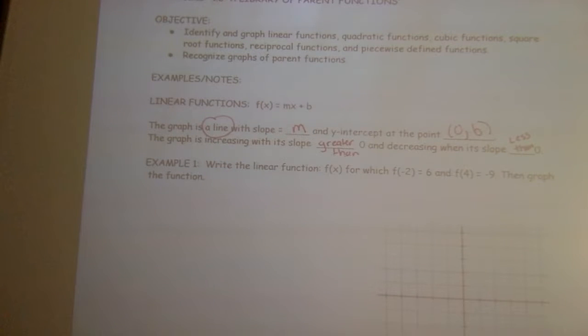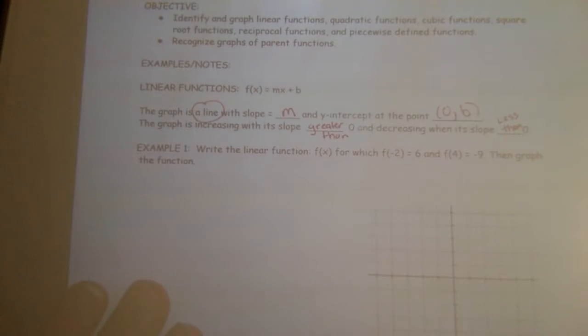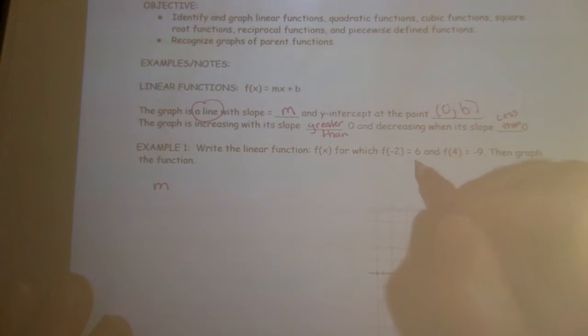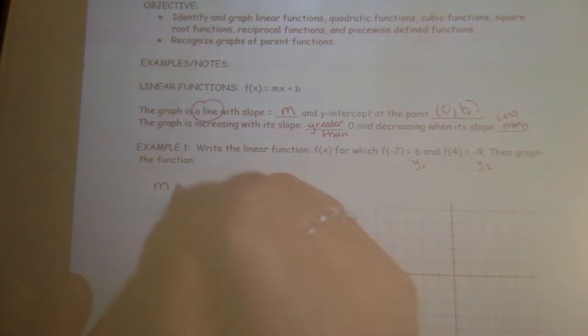So, example: write the linear function f of x which is defined as f of negative 2 equals 6 and f of 4 equals negative 9. Then graph the function. So what do we need to find first? The slope. What are the y values here? 6 and negative 9. 6 minus a negative 9.